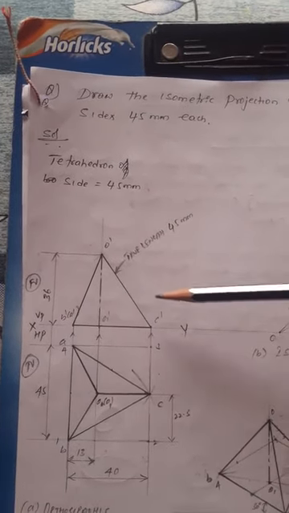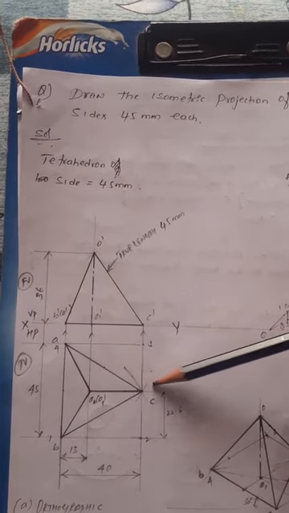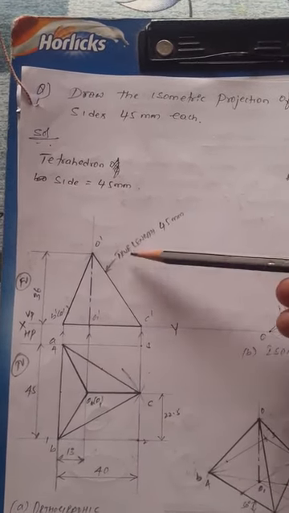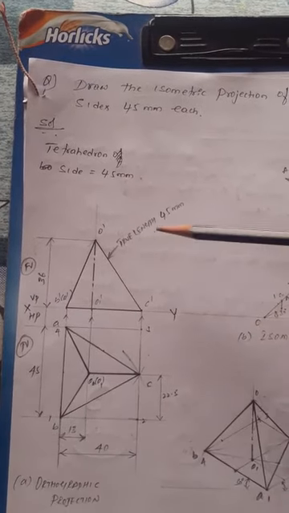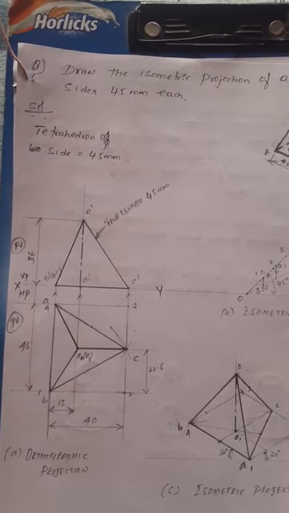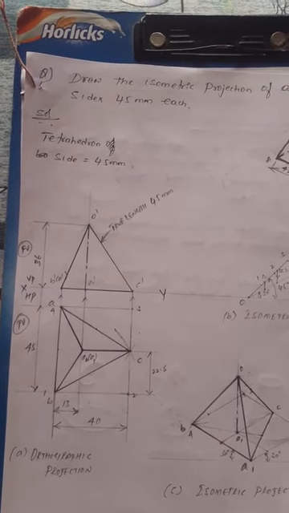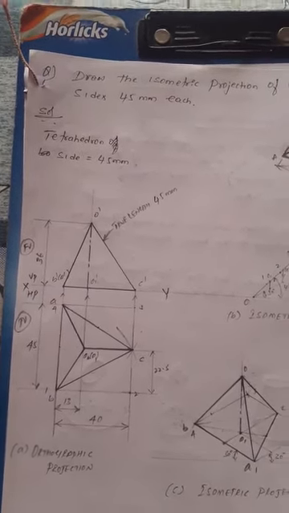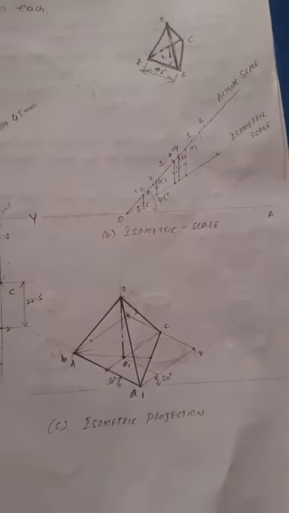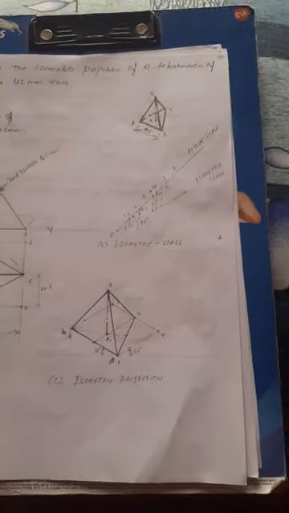Then draw the vertical, then draw the front view. Where do you get the true length here? OC is the true length. Nothing but in the front view, O dash C dash gives the true length. That we already know is the first position in the isometric projection of solids for a tetrahedron. Then you go for drawing the isometric scale, then the isometric projection of the tetrahedron.